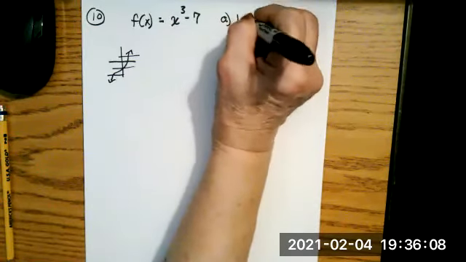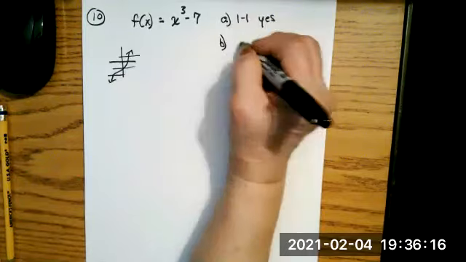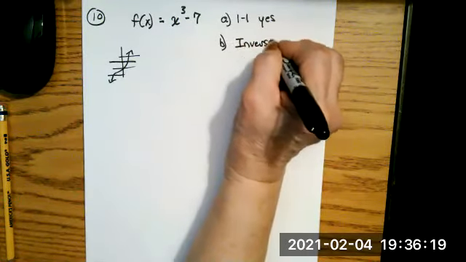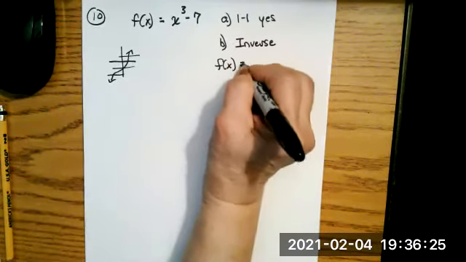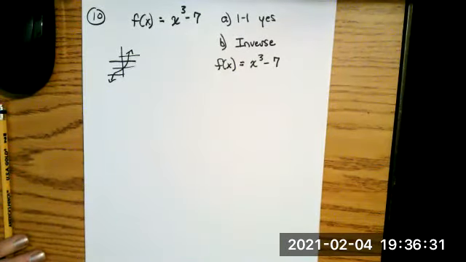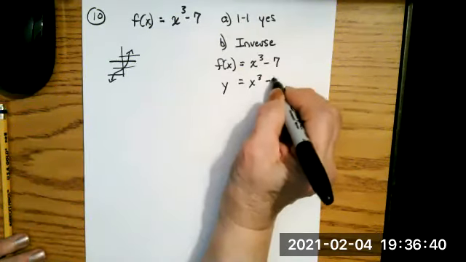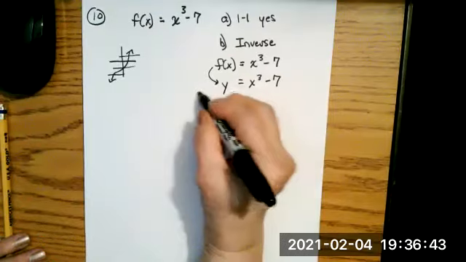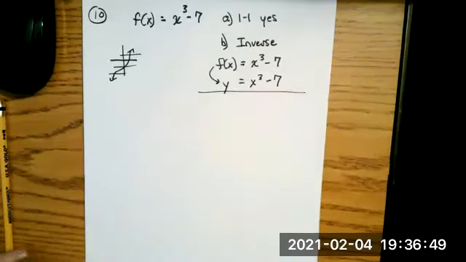So for the A part, is it 1-to-1? The answer is yes. Of course it's going to be, because they want you to find the inverse. So the inverse is what we're going to do next. I'm going to take my f of x equals x cubed minus 7 and change that to y equals x cubed minus 7. Remember, you can do that. That's a good thing to do. That's the exact same equation. I haven't changed anything except f of x is y.